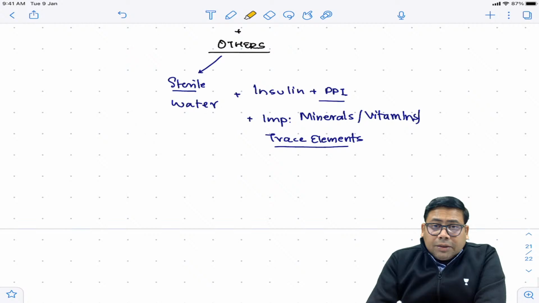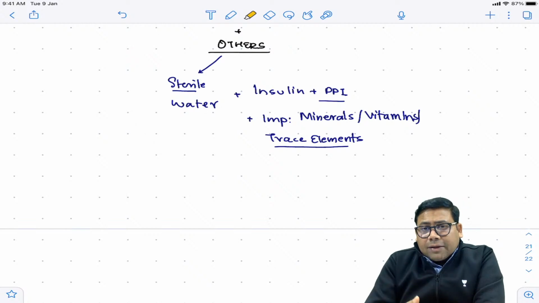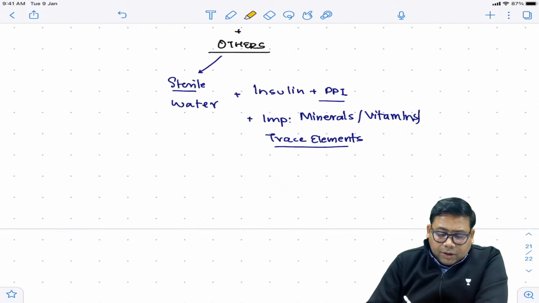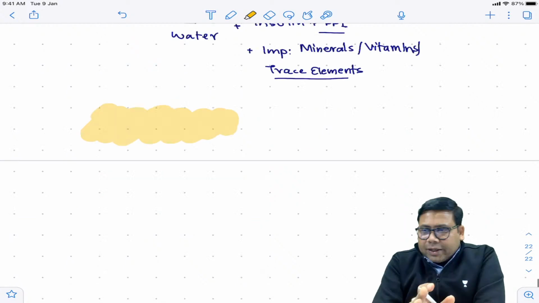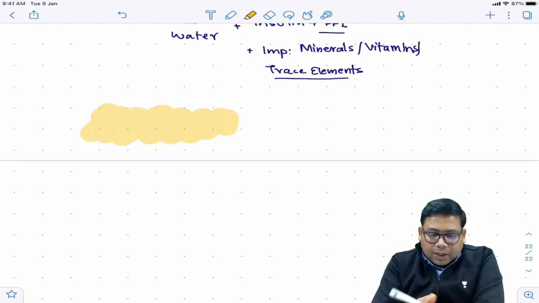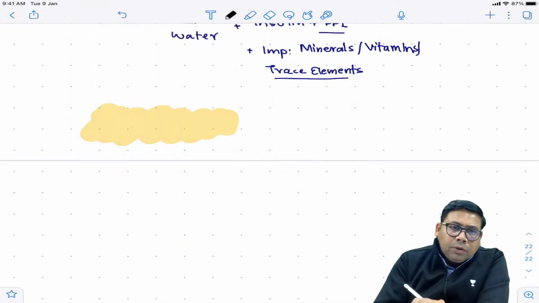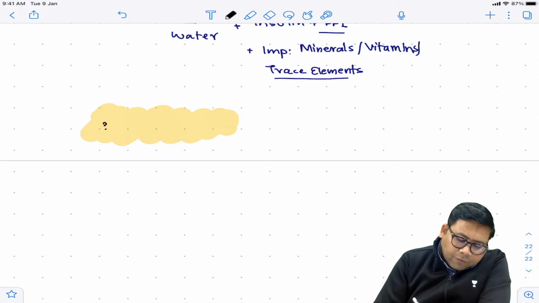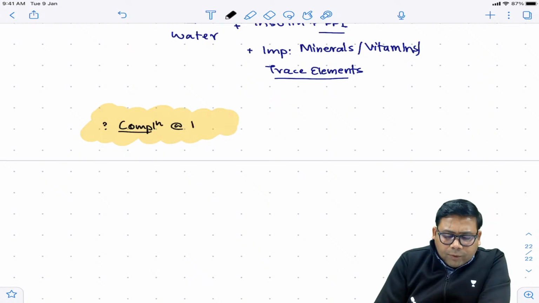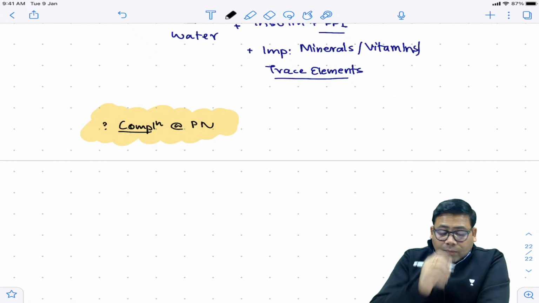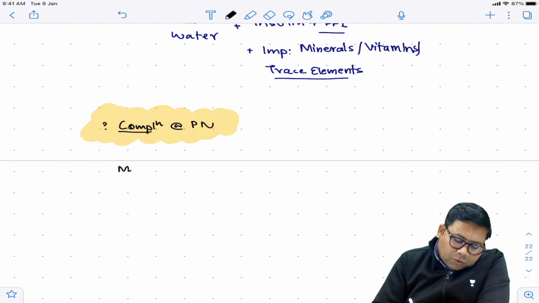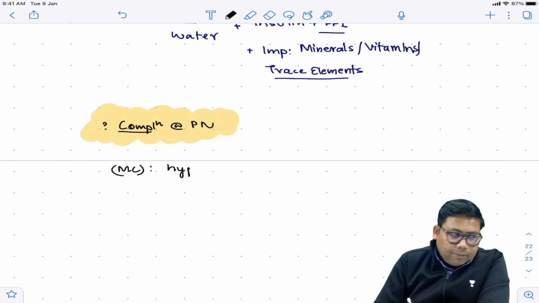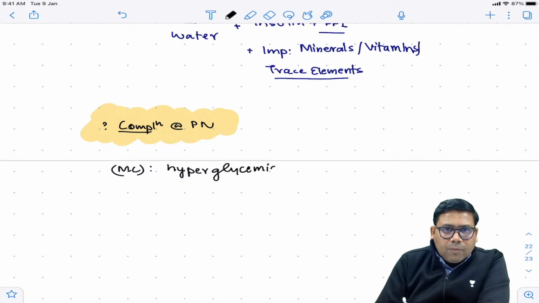The next thing that we need to understand are the complications of parenteral nutrition. I'm just cutting short this chapter because otherwise I usually take 2-3 hours to complete this. I'll not discuss all of the complications. The most common complication is hyperglycemia. So it is hyperglycemia which is the most common complication.